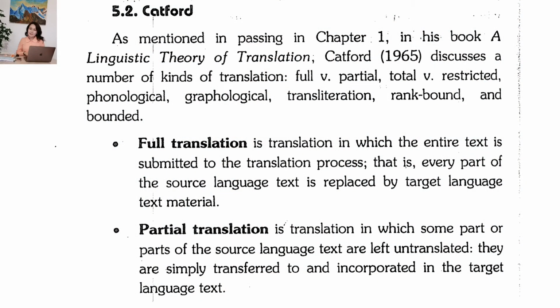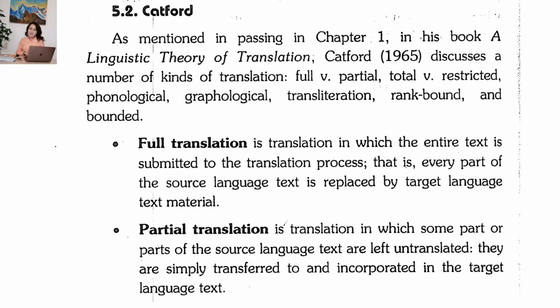So next is Catword's translations. In his book, A Linguistic Theory of Translation, Catword discusses a number of kinds of translation like full, partial, total, restricted, phonological, graphological, transliteration, rank-bound, and unbounded. So now, what is full translation? It is translation in which the entire text is submitted to the translation process.